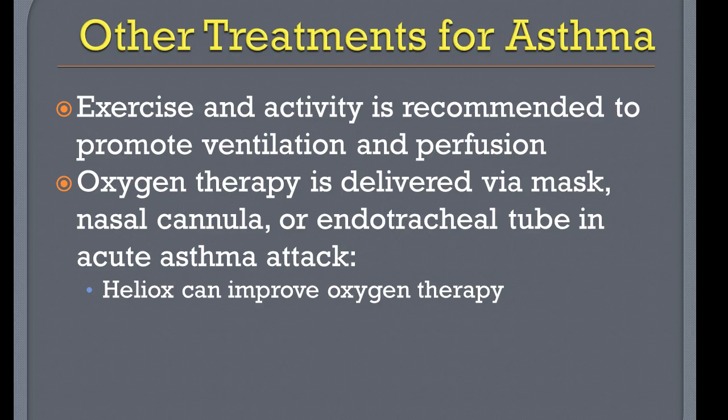Other treatments for asthma: exercise and activity is recommended to promote ventilation and perfusion. Remember, oxygen is another one of the most important therapies that we give to patients, sometimes per mask, nasal cannula, or if it's very severe, such as in status asthmaticus, an endotracheal tube. And even Heliox can improve oxygen therapy. Kind of provides a better oxygenation with our patients, okay?